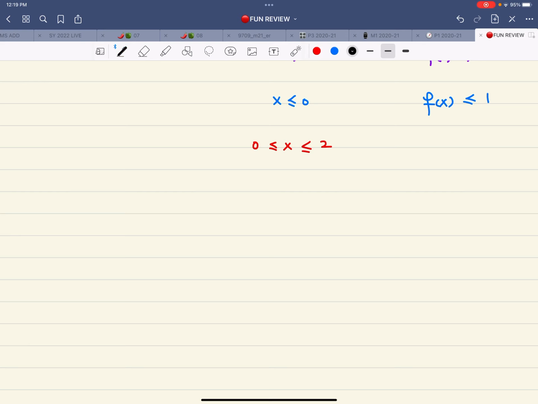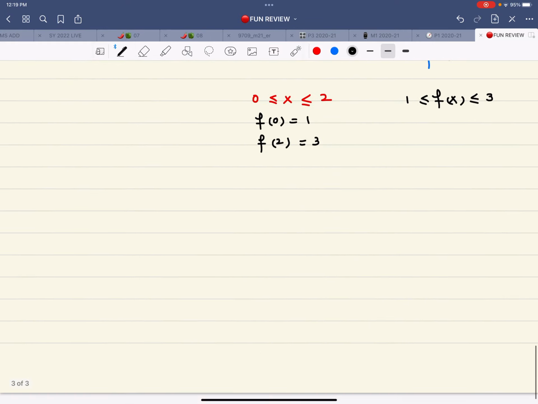So f of 0 is 1. F of 2 is 3. Therefore, the range lies between 1 and 3. Since the domain is restricted between two values, the range is also restricted. Domain restricted, range restricted.